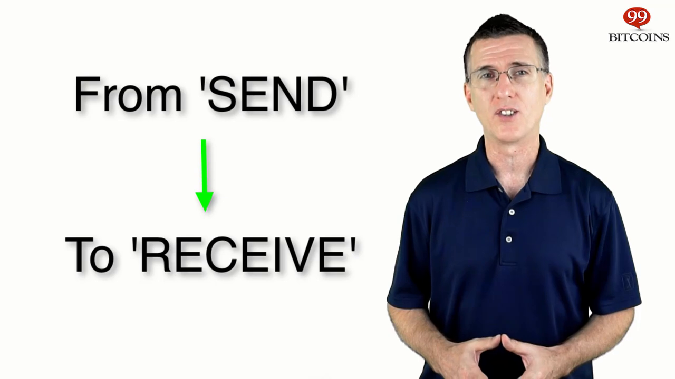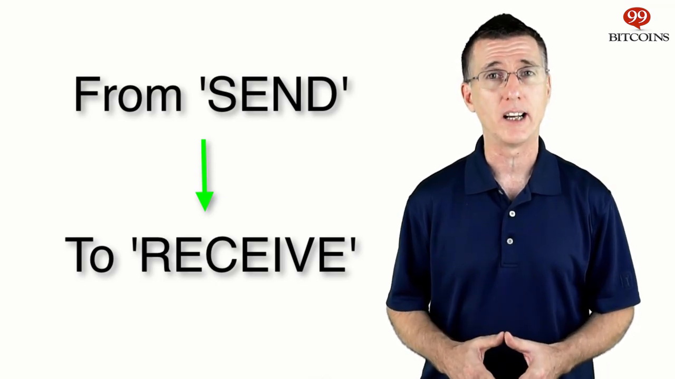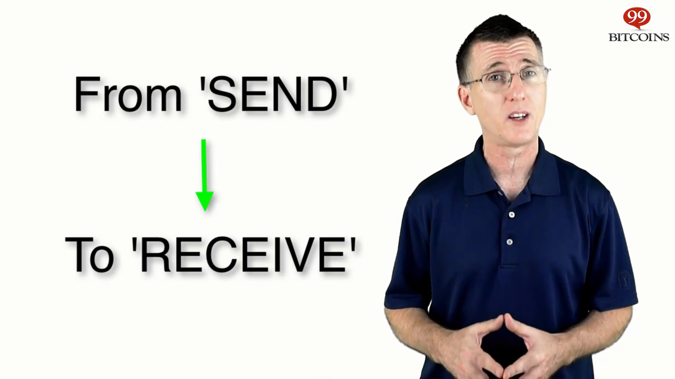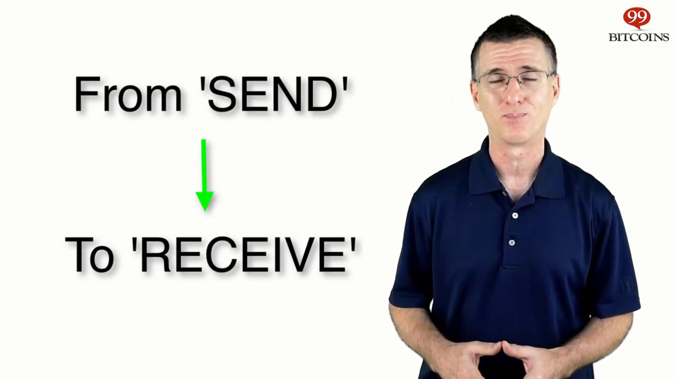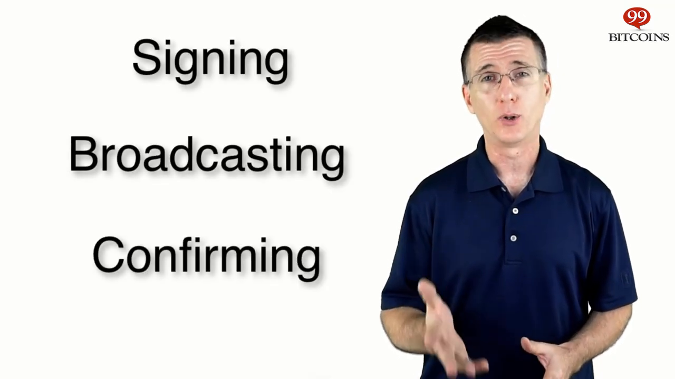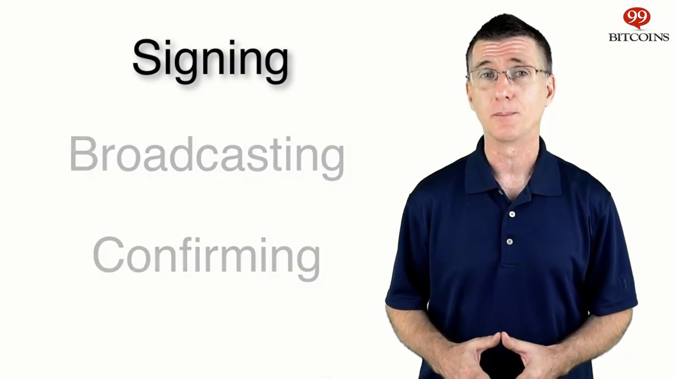Hopefully, once we finish this lesson, you'll have a good understanding of how the Bitcoin network works and what's the role of each specific player in the Bitcoin ecosystem. So let's get started. The path from send to receive has three parts: signing, broadcasting, and confirming. So let's start with the first part, signing.